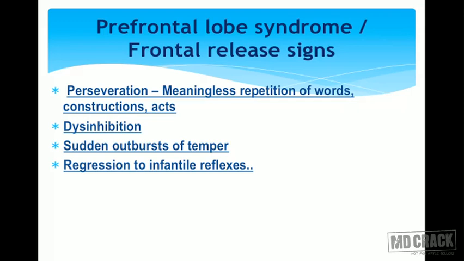After genetic factors, we move on to the important anatomical issues in psychiatry. For example, prefrontal lobe syndrome or the frontal release signs include perseveration.